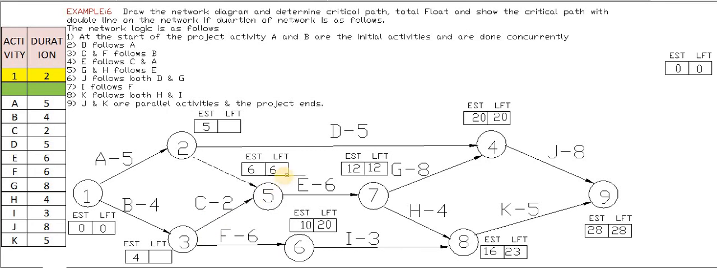So 5 to 3, what is LFT? LFT is 6 plus 2. So 6 minus 2, it is 4. Next, what is LFT? 20 minus 6. So 20 minus 6 is nothing but 14.